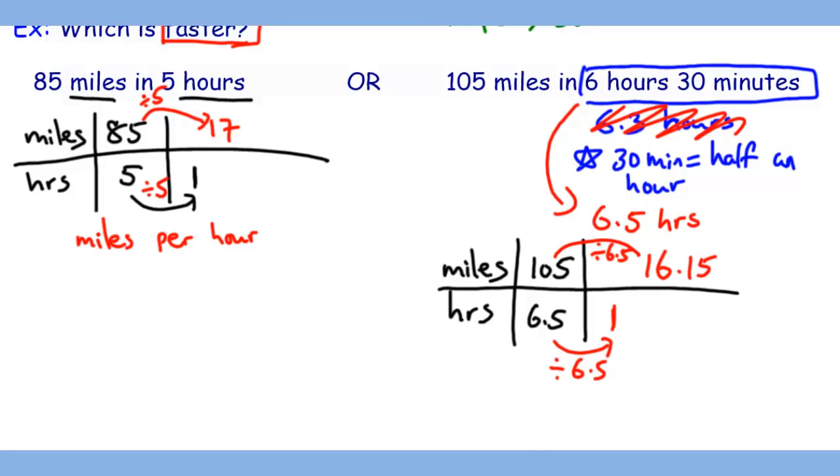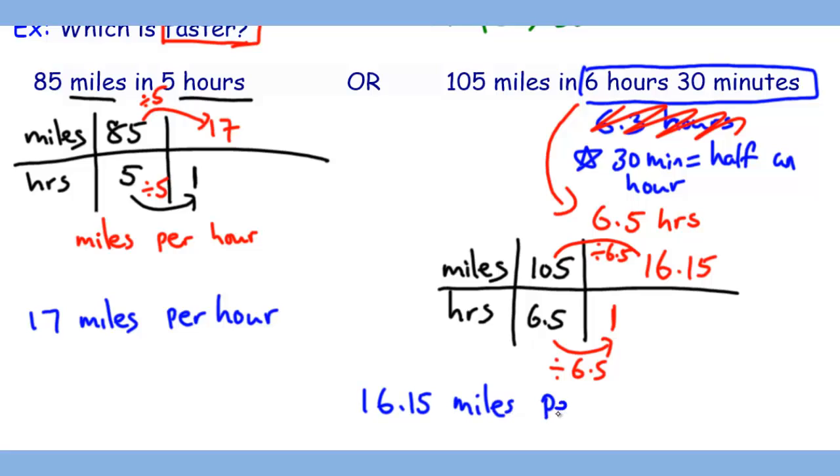So comparing the speed, let's first write them into a statement. This means 17 miles per hour, and this is 16 and 1500 miles per hour. Since we're talking about speed, the bigger the number, the faster. So this is faster. Okay, that's it for the lesson.